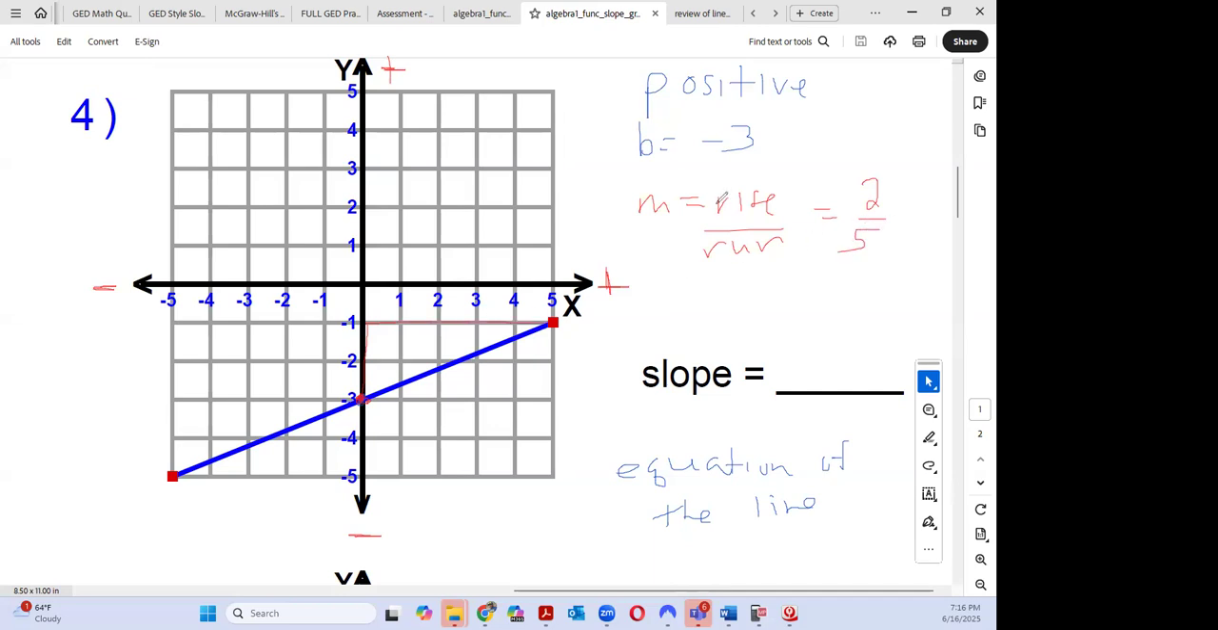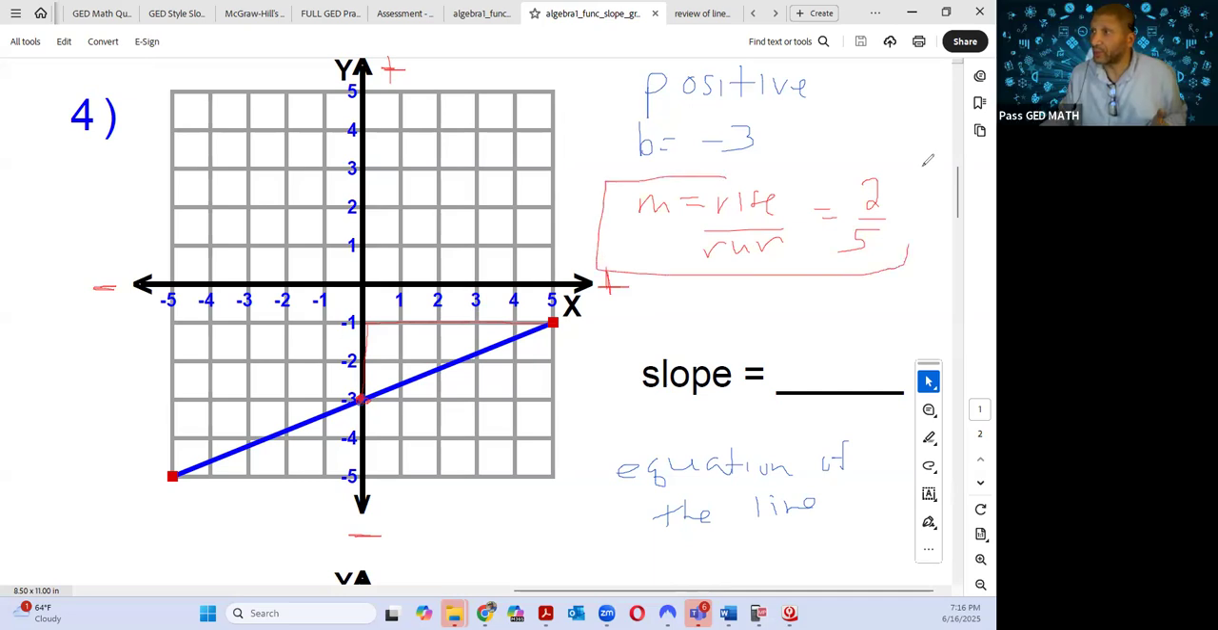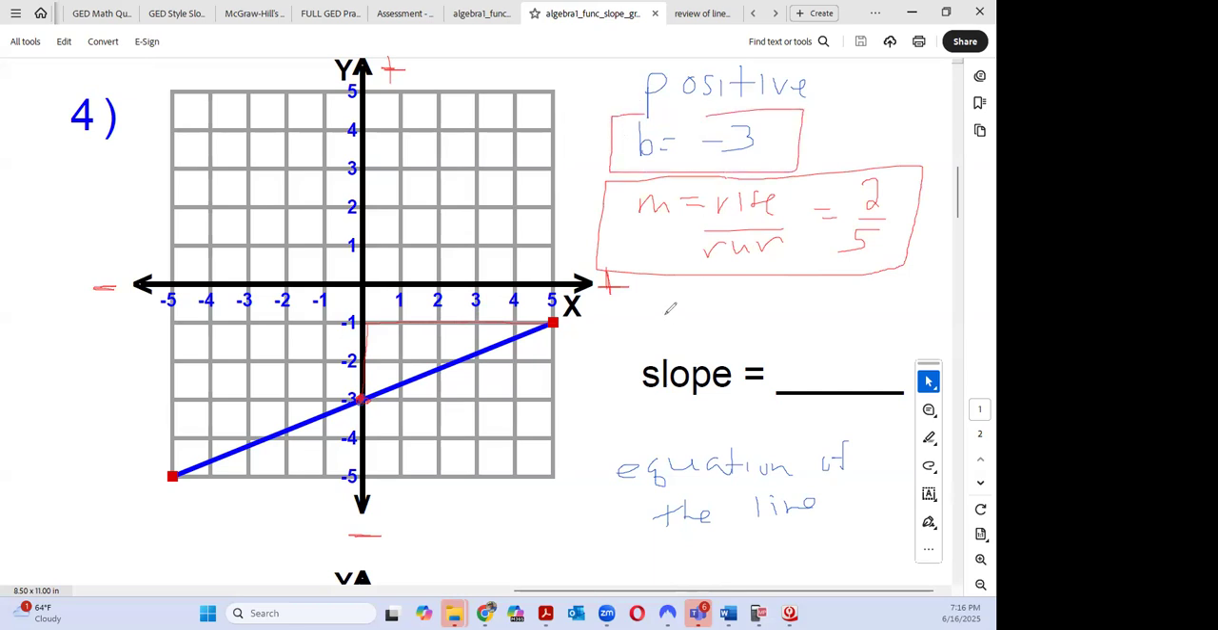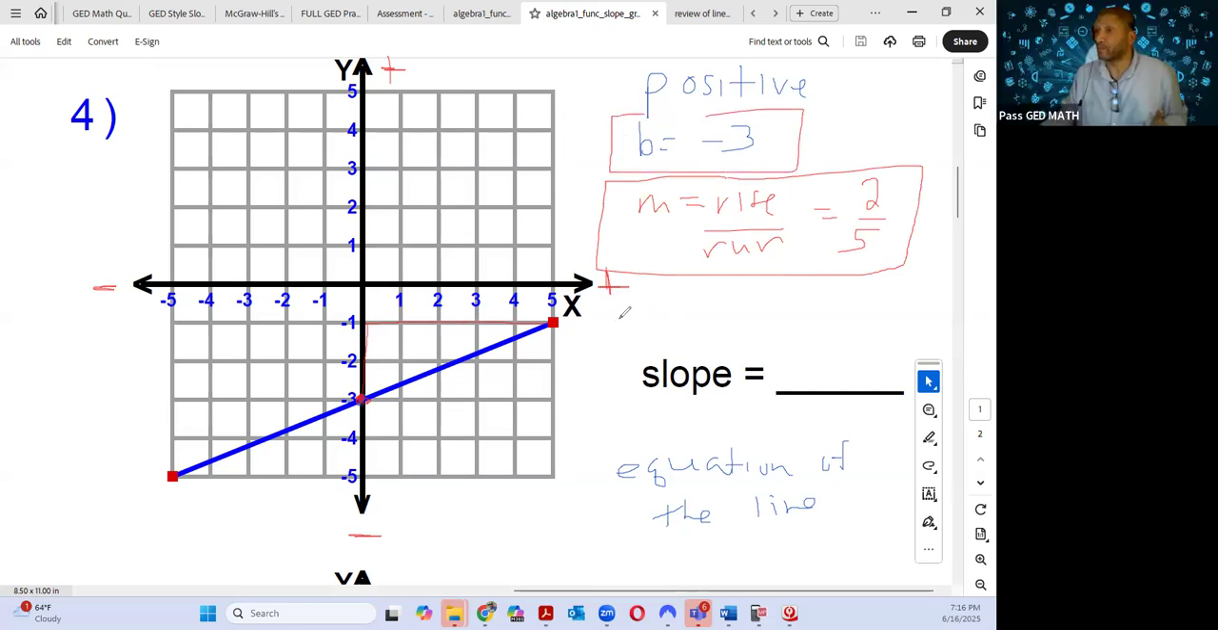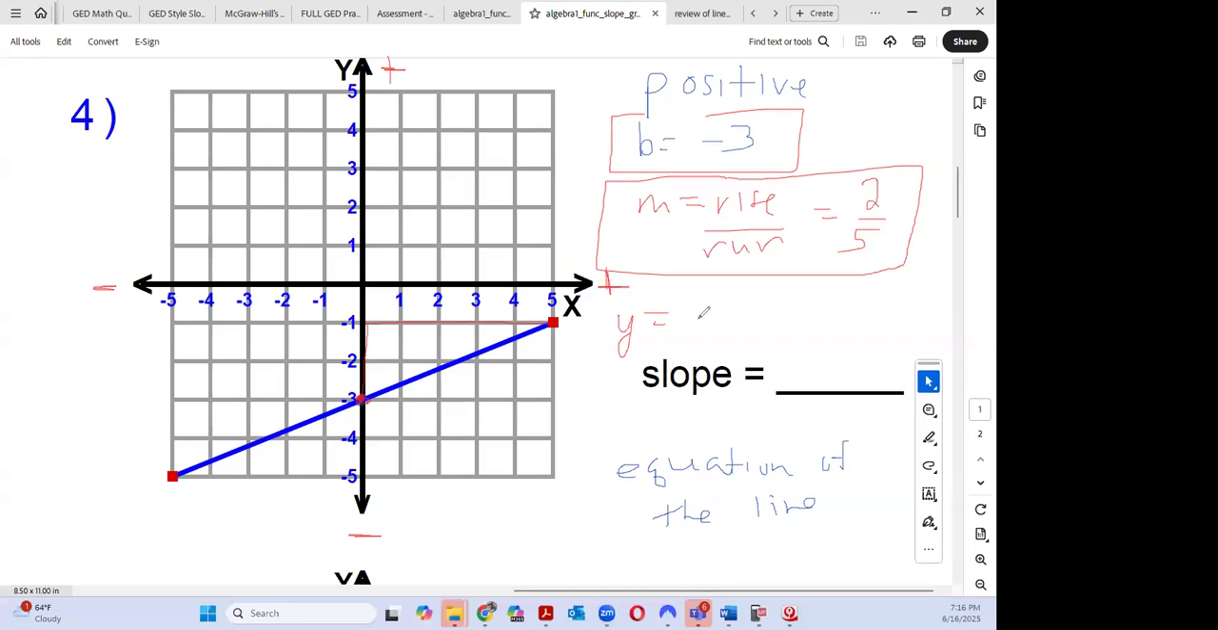So my slope of this line is what? 2/5. My y-intercept is what? -3. What's my equation of the line? Y equals 2 over 5x minus 3. Perfect.